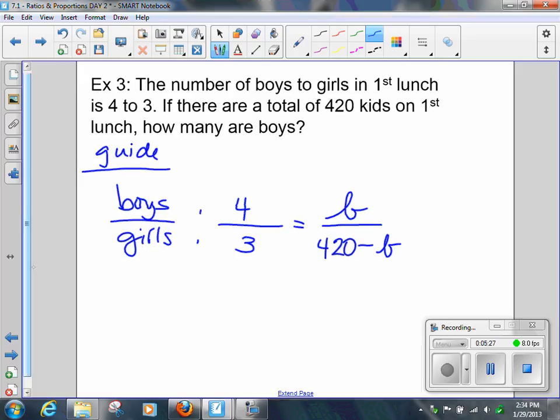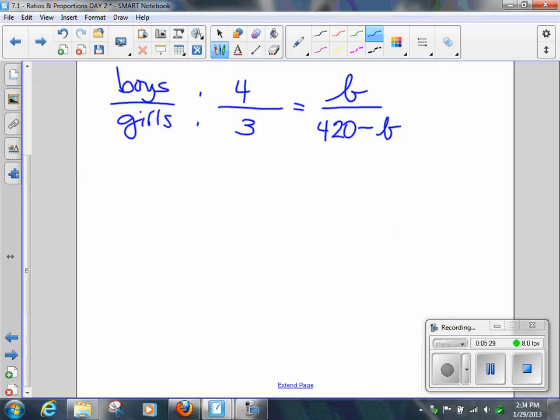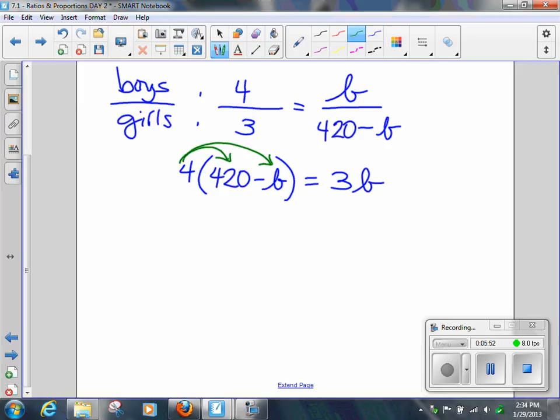This is a messed up problem. This is like on steroids. This is proportions on steroids, y'all. Here we go. Cross multiply this. 4 times that quantity is equal to 3 times B. Oh, hold on. You're getting ready to distribute, right, Kevin? 4 times 420 is 1680 minus 4B.